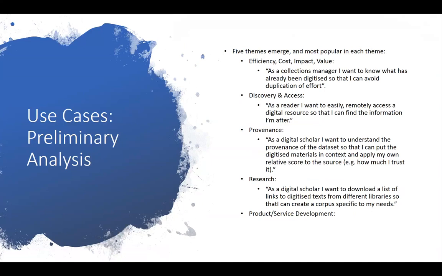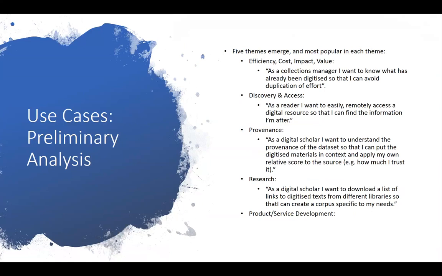Research was the fourth one. And again, we have quite a high representation of digital scholarship. So our use cases were slightly biased towards digital scholarship, which was interesting in itself. And again, the example: as a digital scholar, I want to download a list of links to digitized text from different libraries so that I can create a corpus specific to my needs. And the final one is product and service development.